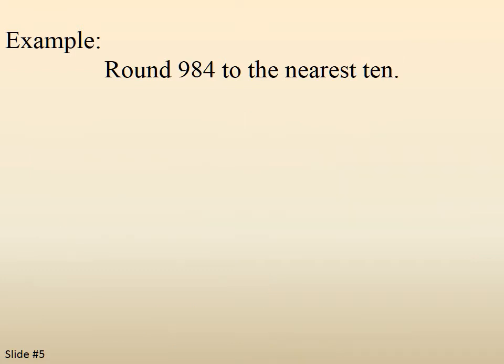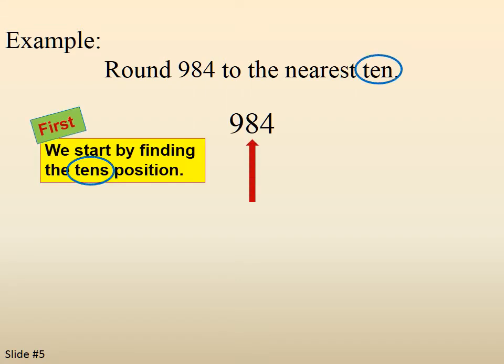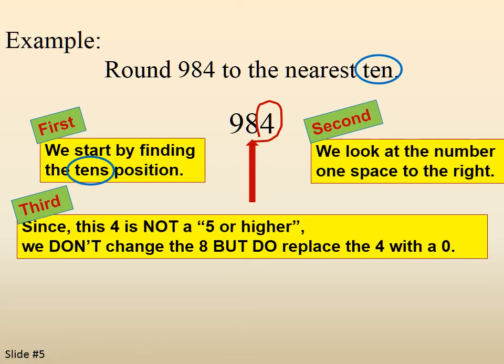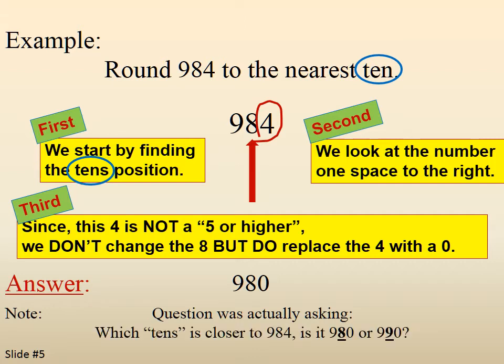984. Round to the nearest 10. Again, the first thing we have to do is find the tens position, which is where the 8 is. We look one number to the right, which is a 4. Since this 4 is not a 5 or higher, we don't change the 8, but we still do replace the 4 with a 0. The answer, 980. The question, again, was actually asking which tens is closer to 984. Is it 980 or 990? And of course, again, it was 980.